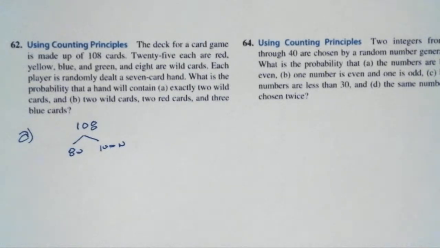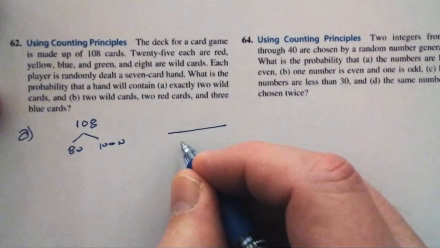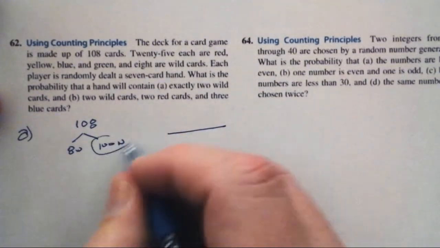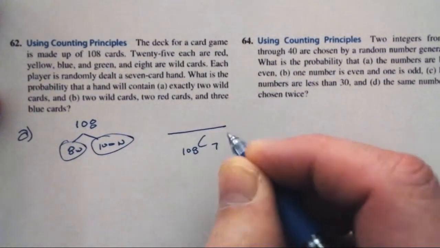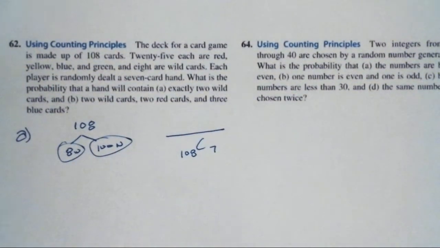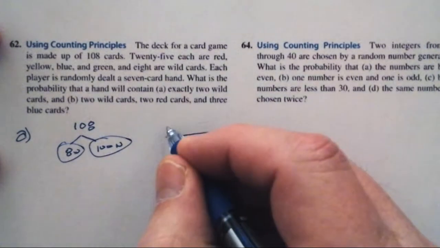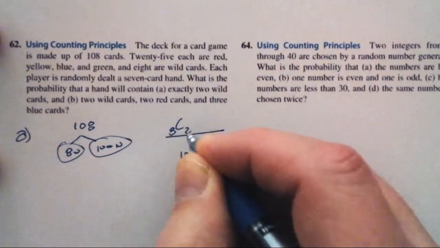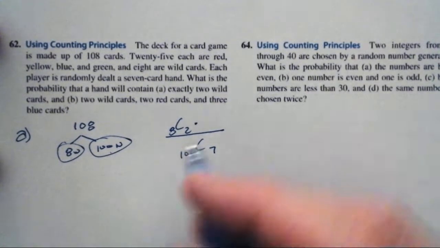So I want to know, what's the probability of 7? Well, the denominator is a breeze here. What's really truthfully going to happen is we're going to choose 7 out of 108 cards. It's going to be 108C7. But in the numerator, we're not choosing that. In the numerator, we have to make certain that we choose 2 of these. We want 2 of the 8 to be wild. So that's 8C2 times, we're going to need 5 of these.